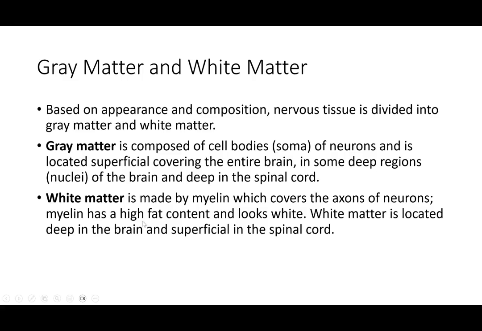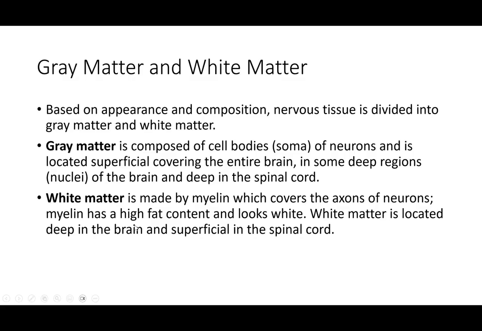So gray and white matter. This was named based on its appearance and composition, so it is going to look darker or lighter, and the gray matter is made up of densely packed soma, so all of those cell bodies of neurons. It's usually going to be located on the superficial covering of the entire brain, and then there's also a few regions deeper down in the brain, so the nuclei of the brain, and then deep within the spinal cord. So we saw that gray matter within the spinal cord, that butterfly-shaped structure.